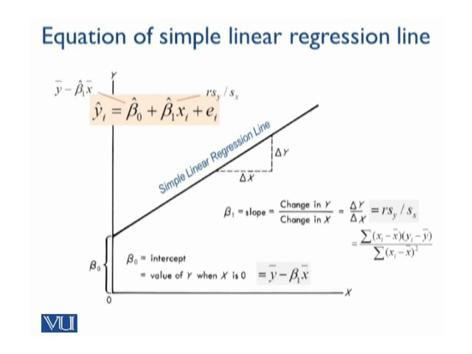The other parameter that we need to define is the slope of the line. Slope means the orientation of the line. This parameter is defined by beta 1, and it is defined as the change in y divided by the change in x.